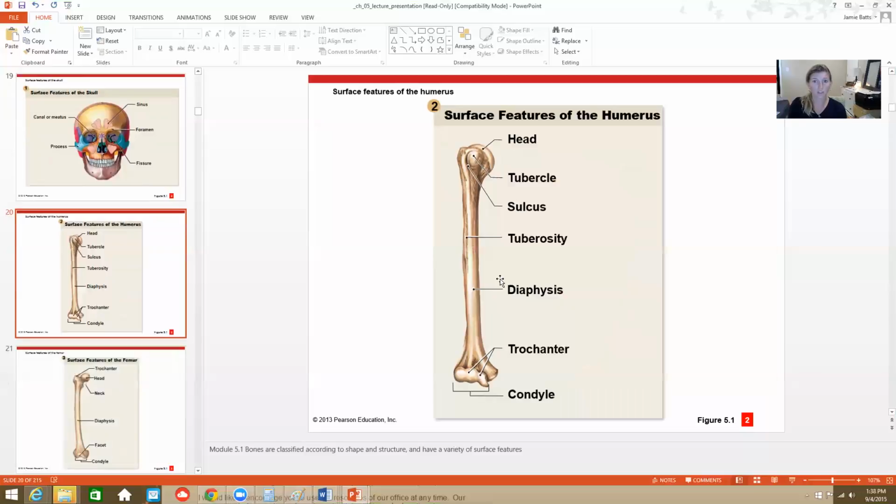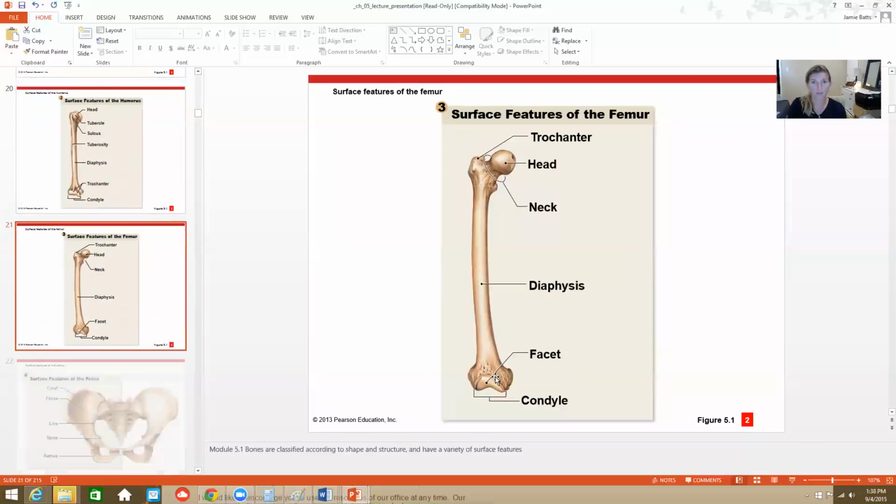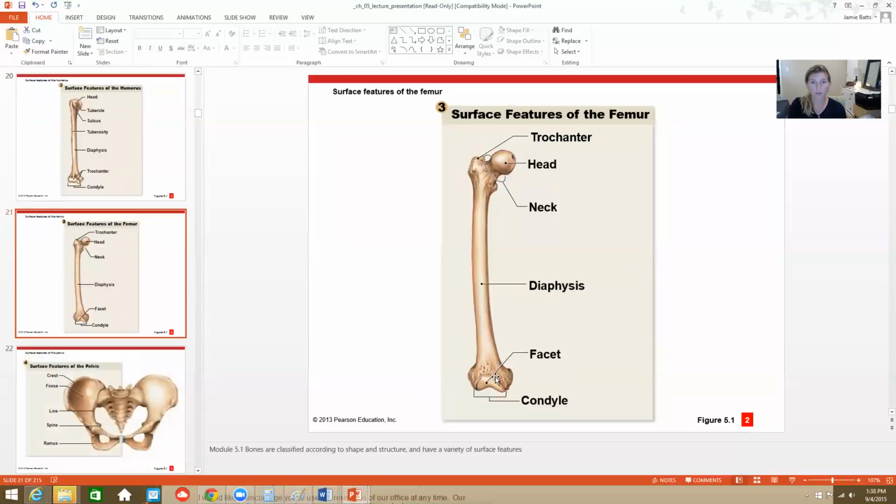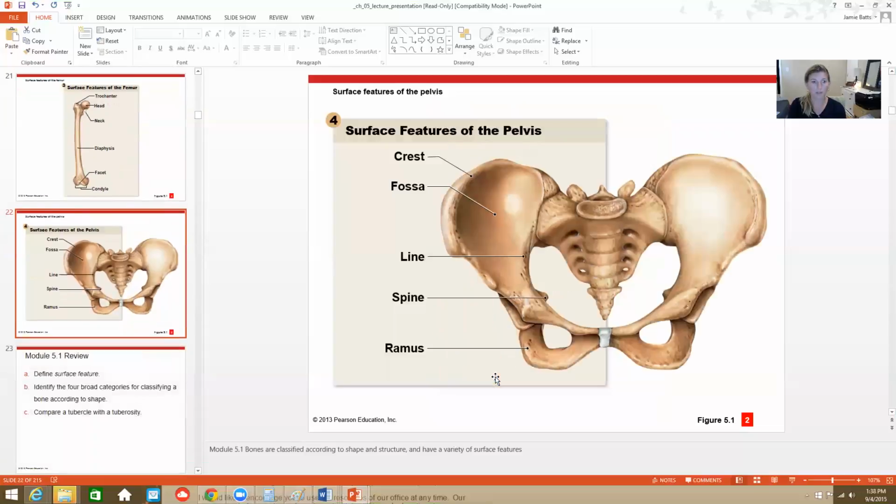A long bone like the humerus. You have a head, you have tubercles, a little sulcus is like a little groove, a tuberosity is a raised part, the diaphysis is the long part, and then you have some trochanters and condyles on the distal end of the humerus. Same thing with the femur, some markings there, pelvis, some markings there.